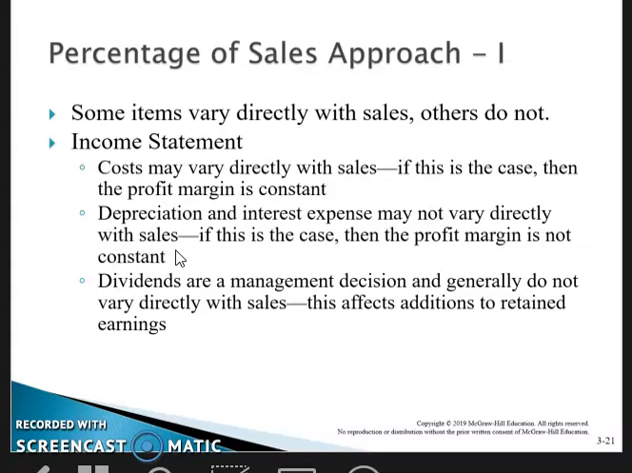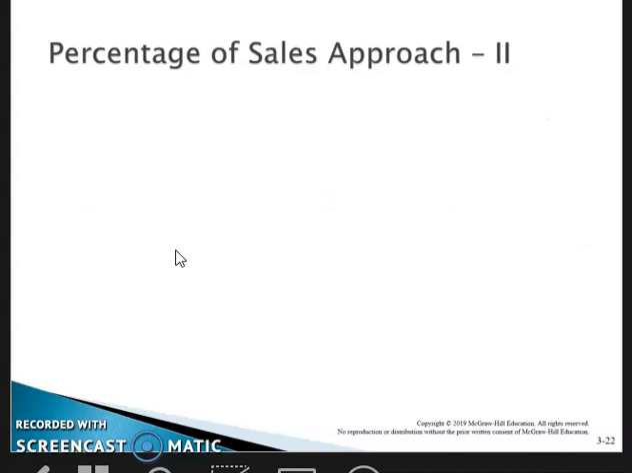Dividends are a decision of management. They're likely not to vary directly with sales. Most times companies tend to pay out a similar amount each period, most times quarterly if they're paying dividends. So this will affect your retained earnings, or changes in retained earnings. So that's the percentage of sales approach.